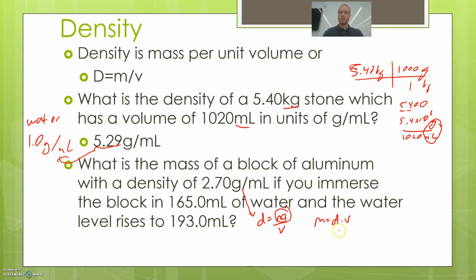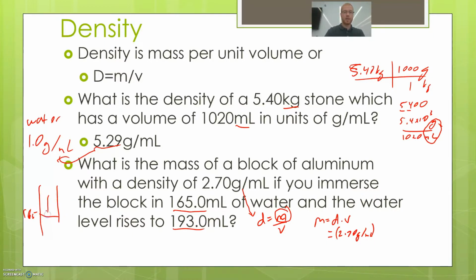Okay? So density, 2.70 grams per milliliter, times my volume. Well, I've got two volumes here. I've got 165 milliliters and 193 milliliters. Okay, which one is it? It's neither. Okay, because what's happening here is I have water at 165 milliliters.